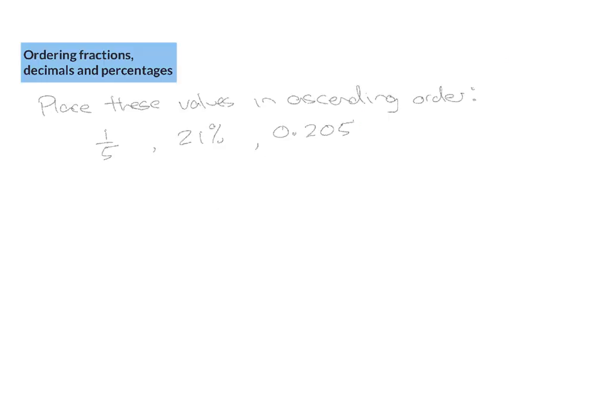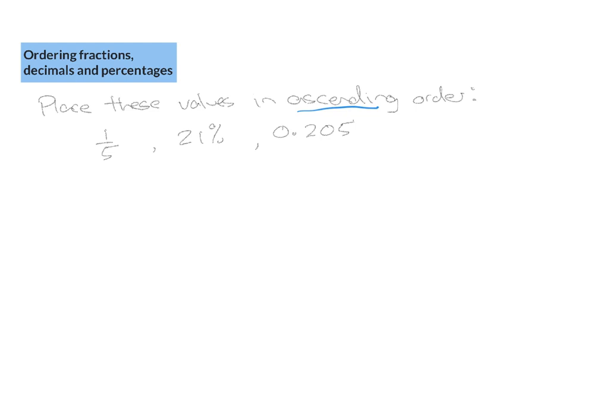I mentioned on the previous screen that the most powerful form is decimal, and you'll see it here when we are ordering a mixture of fractions, decimals, and percentages. So we're ordering them in ascending order. Ascending means that they are going up, so we start with the smallest one. If it was descending order, it would start with the largest and go down. But this is ascending, so we're going up.